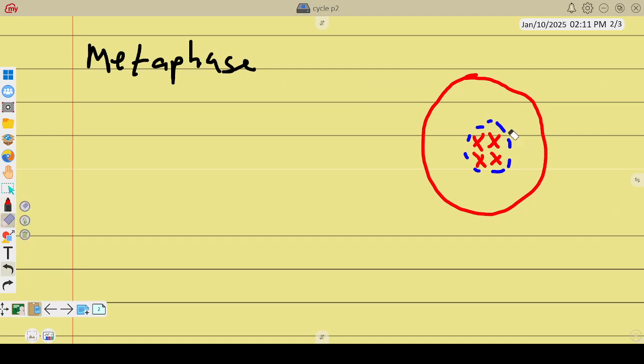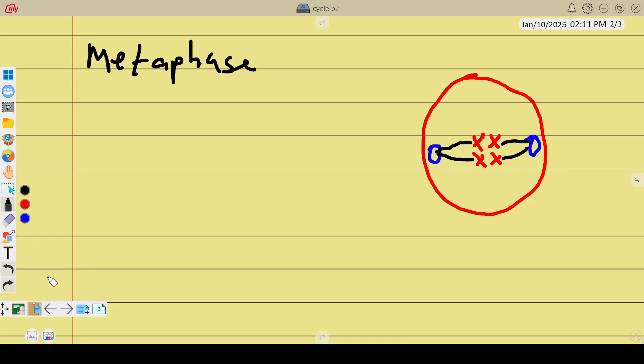What happens here is that the nuclear membrane completely disappears now. The fragments which remained will all go. This is now at metaphase. Here we have the centrosome and the other centrosome, and from the centrosomes we have spindle fibers. There are more because we have a lot of chromosomes, so we have all those spindle fibers.